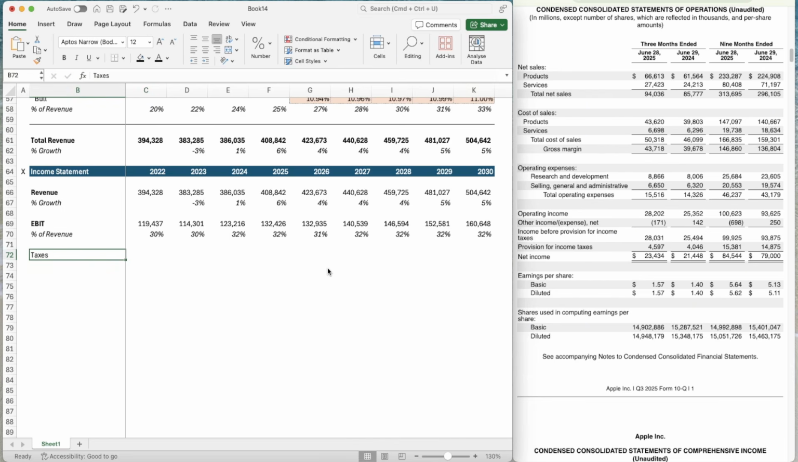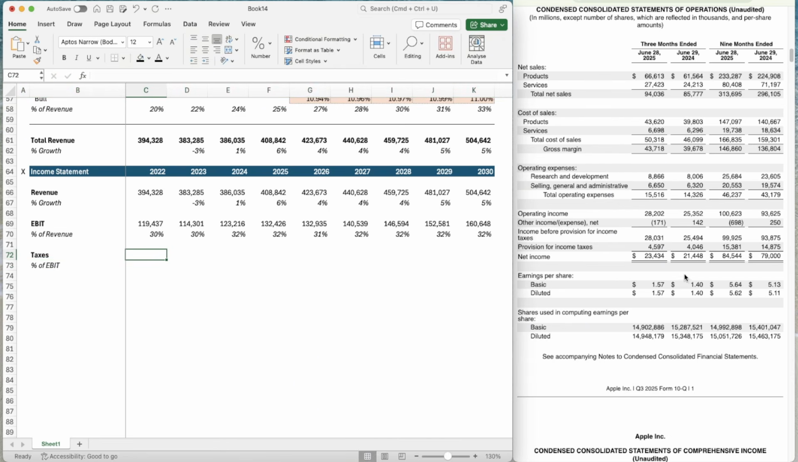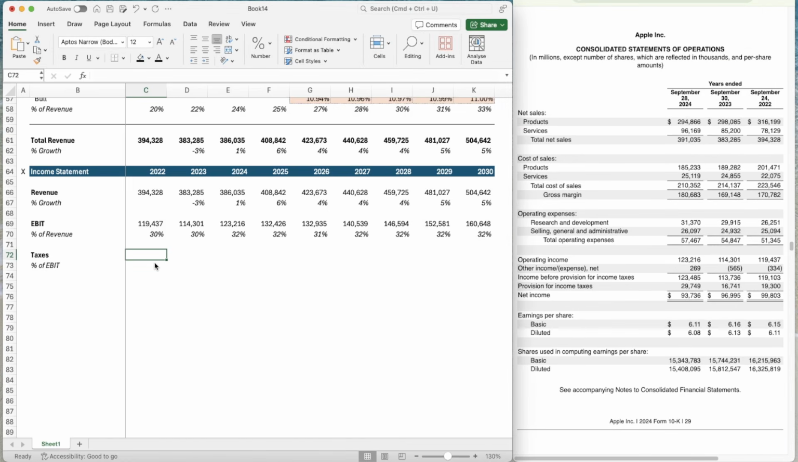And we'll go into that a bit more once we've done the cash flow items as well. Percentage of EBIT. The provision for income taxes, this line here. So they paid in 22, 19 billion, 16,741, 29,749. We want to know what the tax rate is when you divide it by your EBIT.